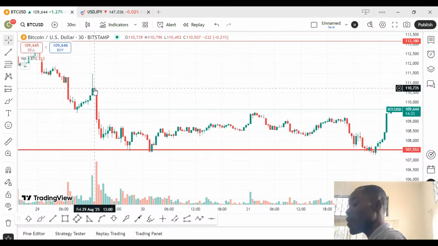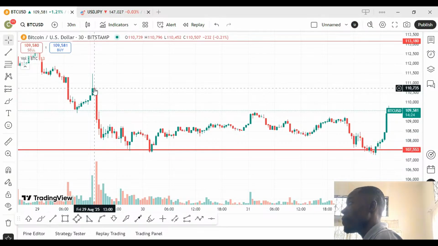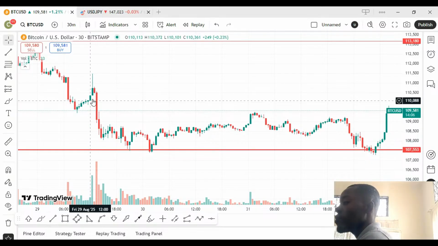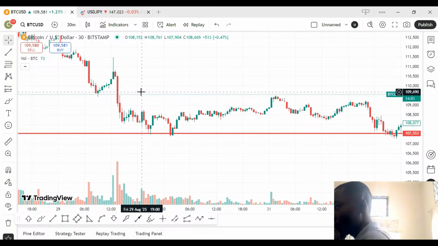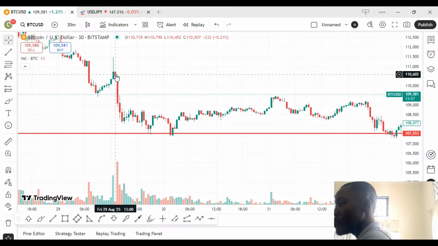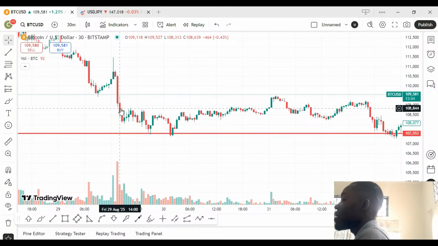In fact, the harami pattern, the tweezer bottom and the tweezer top, the engulfing bar, all those are very important, and you can trade them inside a trade. Once you are looking for a long-term entry, you can be trading those in the short term. So you will not hold your position for a very long time. For example, with this one, all you're going to do is hold a position for a maximum of 1 hour. You take your profit, then you wait.